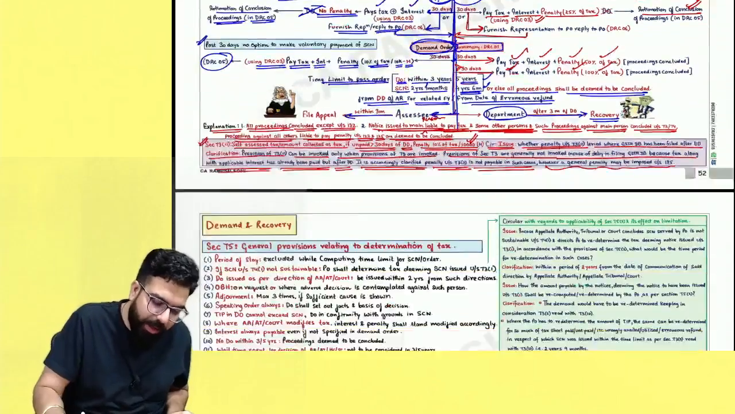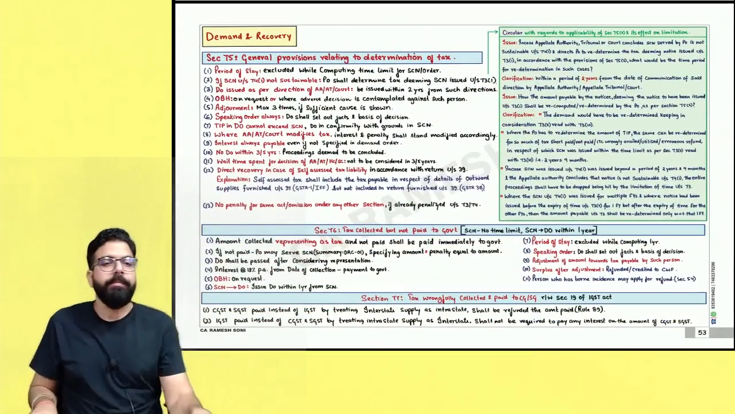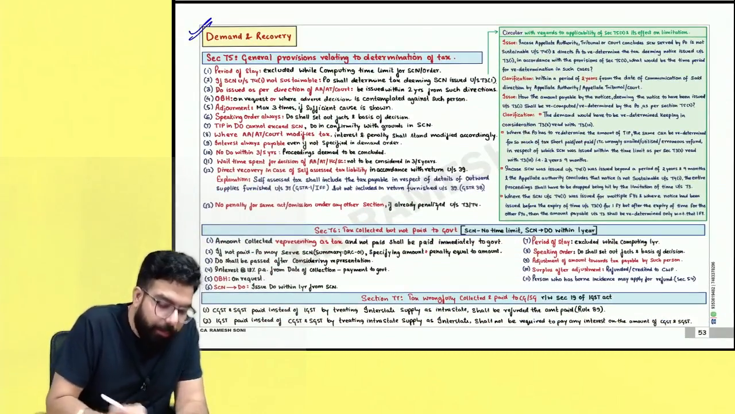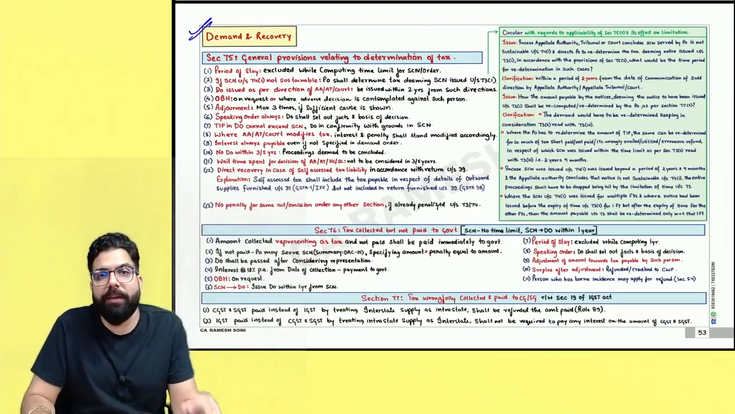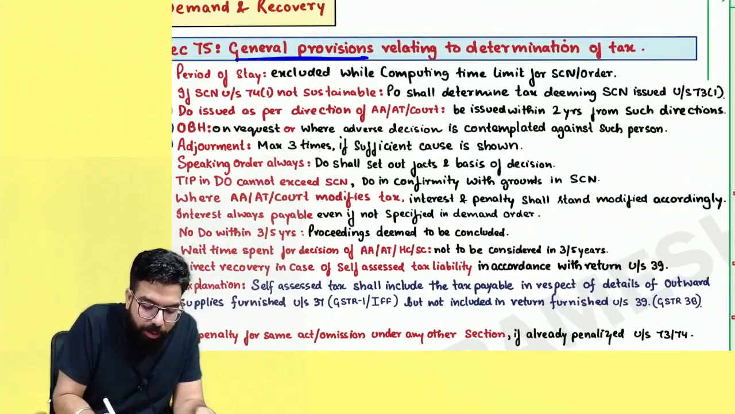Done, sir. Point is clear. Now, please come to the next section over here. The next section is section number 75. Section number 75 is general provision relating to determination of tax.